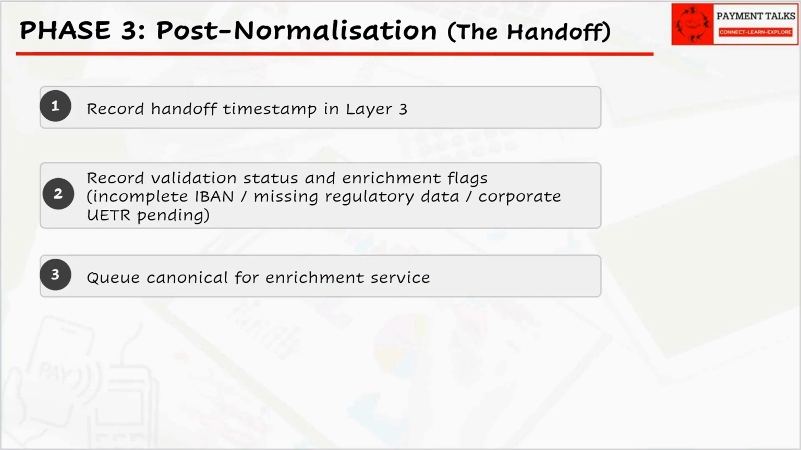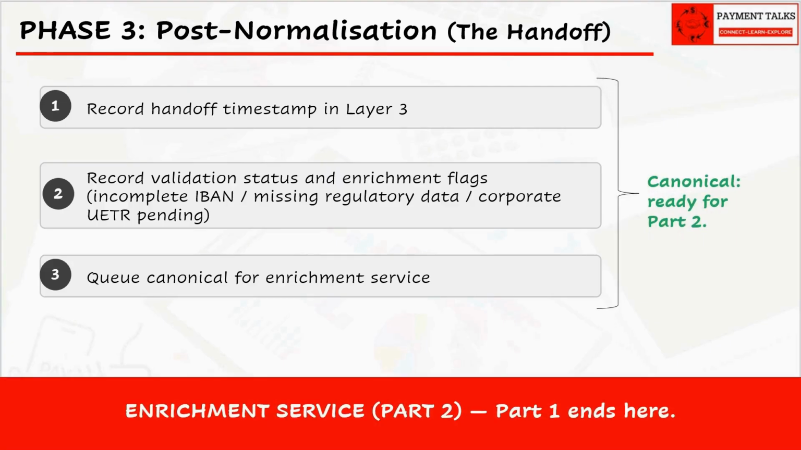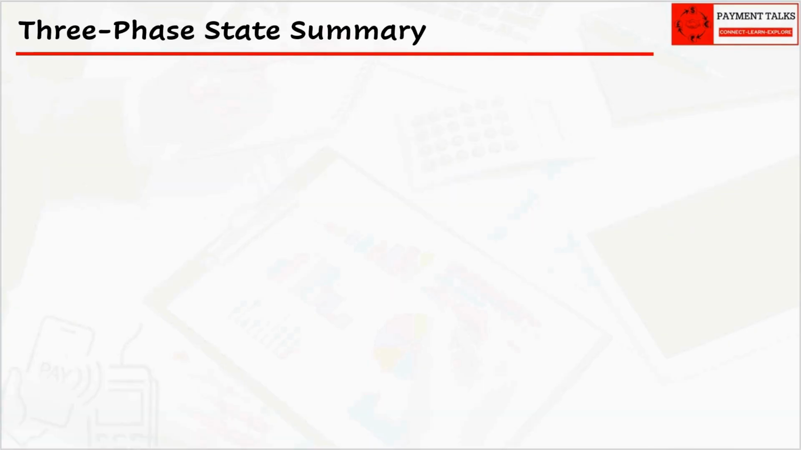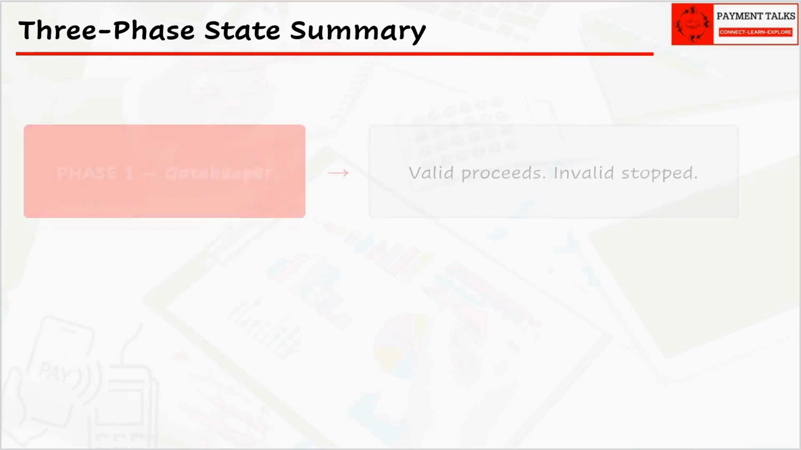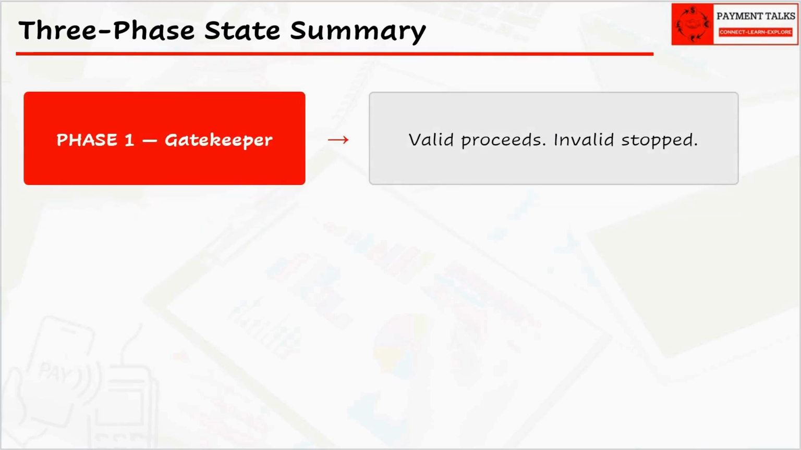That is part 1 complete. The enrichment service in part 2 takes over. For Claudia's Euro 50,000 payment, the canonical is now queued. Layer 1 is sealed. Layer 2 and 3 mostly empty. Ready. 3 phases, 3 distinct outputs. Phase 1 stops invalid instructions before they reach the canonical.